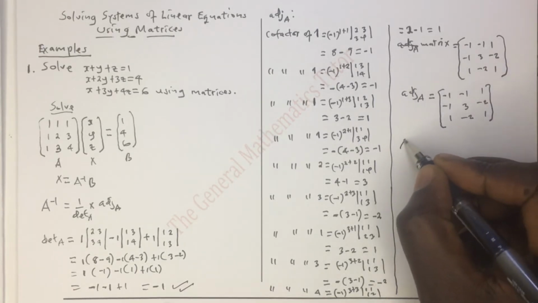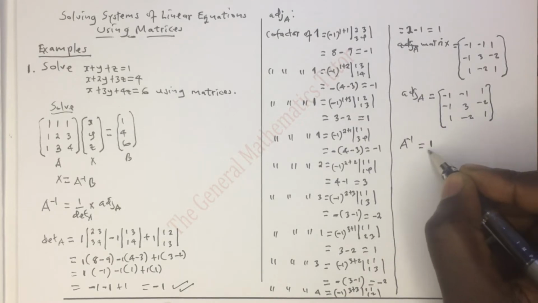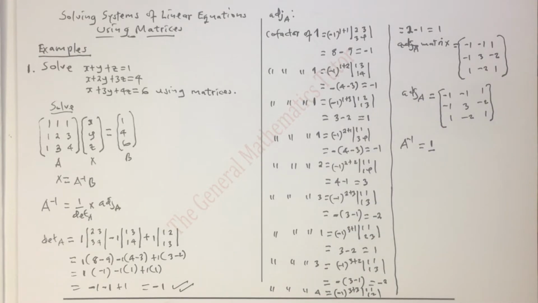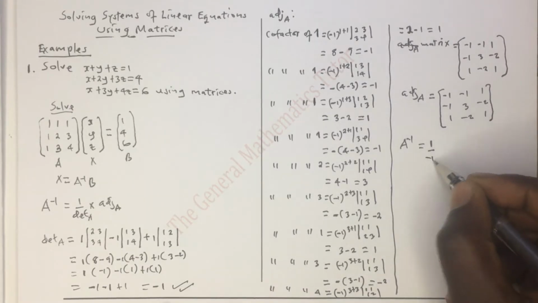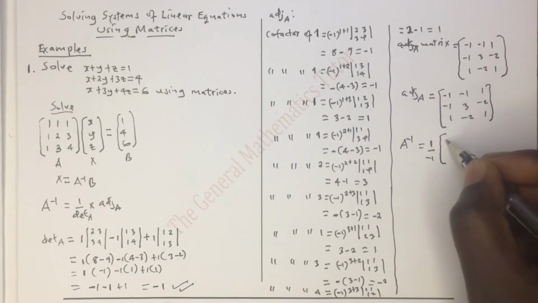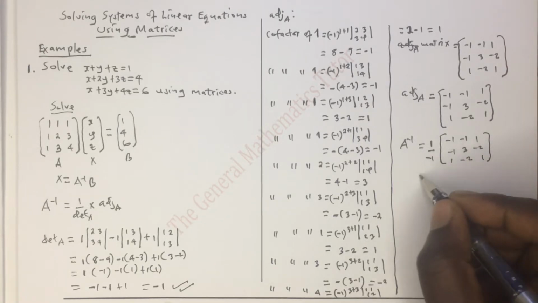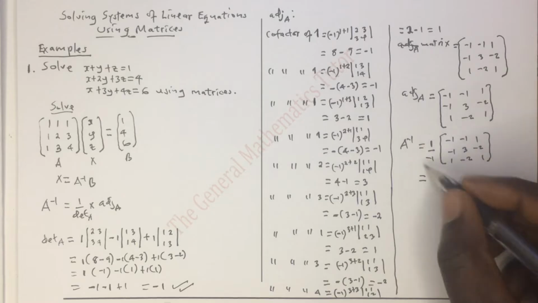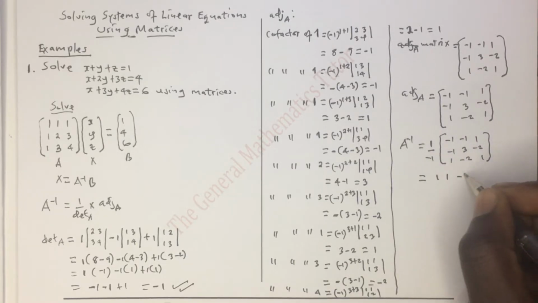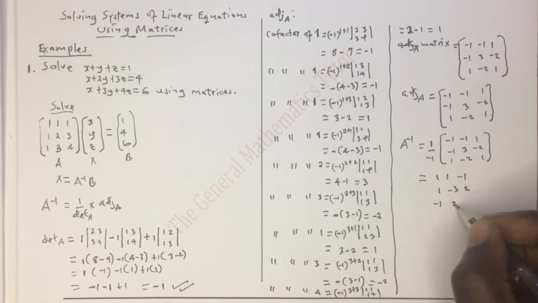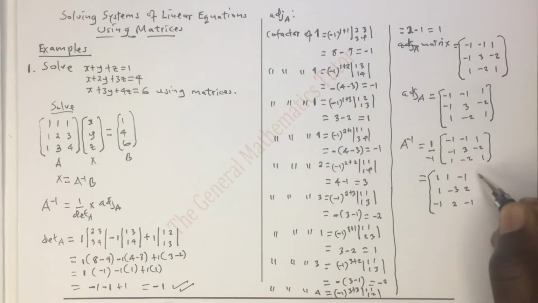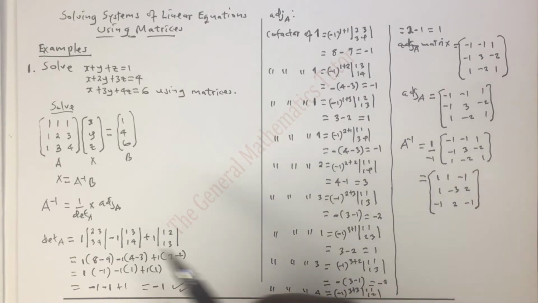So now we can get the inverse of A, which is just 1 over the determinant, and we found the determinant to be negative 1. So that is 1 over negative 1 times the adjoint, which is negative 1, negative 1, 1, negative 1, 3, negative 2, 1, negative 2, 1. If you multiply through, you're going to get 1, 1, negative 1, 1, negative 3, 2, negative 1, 2, negative 1, to be the inverse of the matrix A, that is the coefficient matrix.